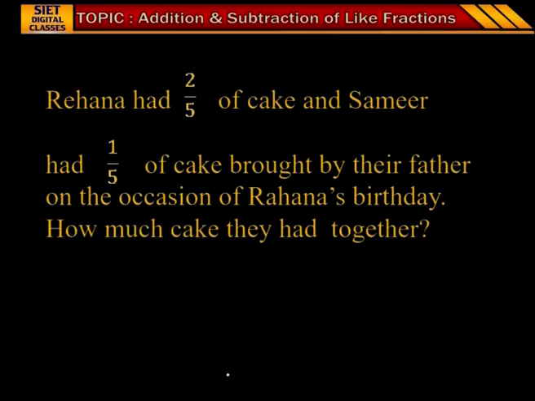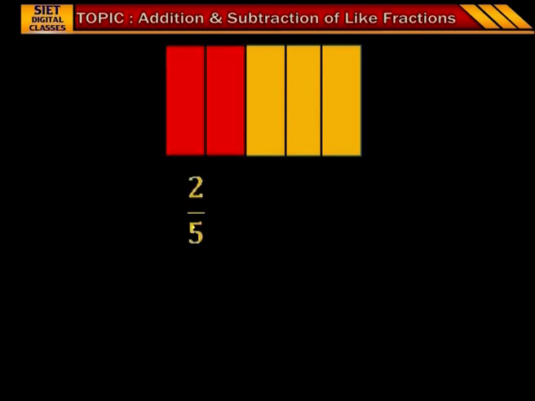Next, Rahana had 2 by 5 of a cake and Samir had 1 by 5 of a cake brought by their father on the occasion of Rahana's birthday. How much cake did they have together? See, here it is a cake. It is divided into 5 equal parts: 1, 2, 3, 4, 5. 5 equal parts. And how much of the cake did Rahana have?